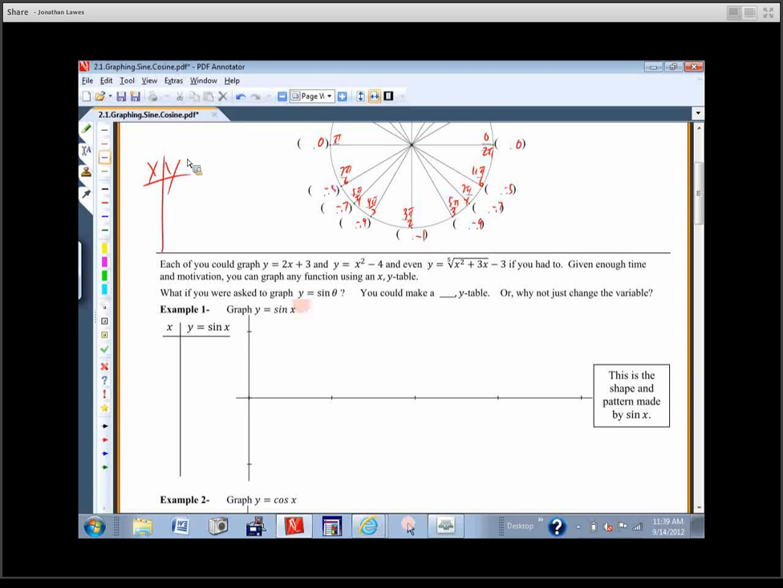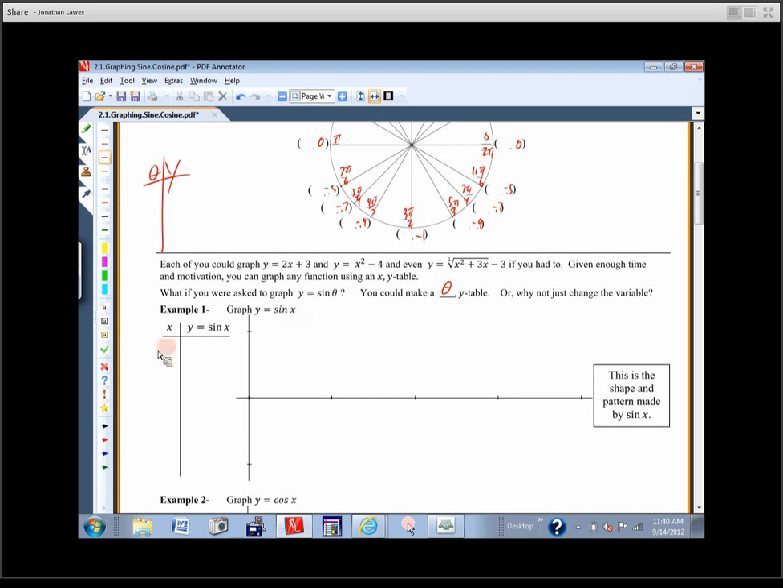So if we were given this equation right here to graph, y equals the sine of theta, okay? Well, this is y in terms of theta, not y in terms of x. So we could make a theta y table, or we could just change the variable and say, you know what? I'm going to let x represent the angle that I plug in. So x is not going to be an x coordinate now, it's going to be the angle that I'm plugging into the sine function. Okay, so little adjustment there. So that's what we're going to do. We're going to graph y equals the sine of x, and we're just going to plug in some numbers. We're going to figure out what it looks like.